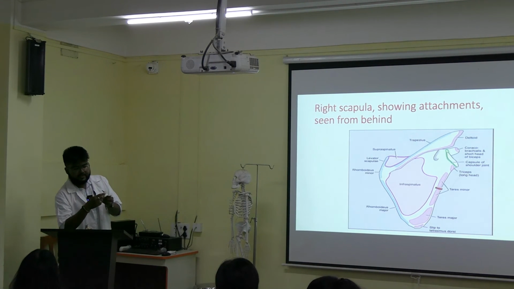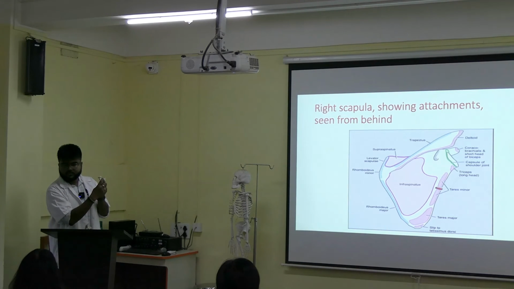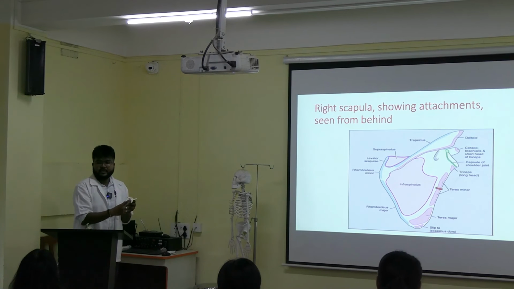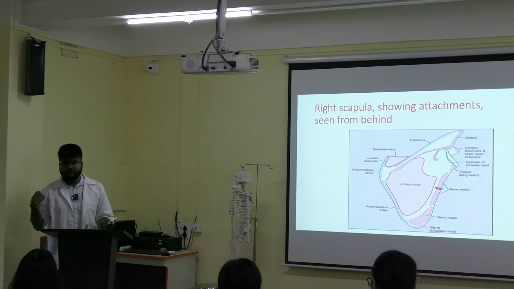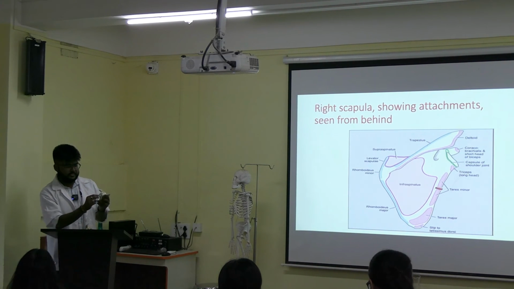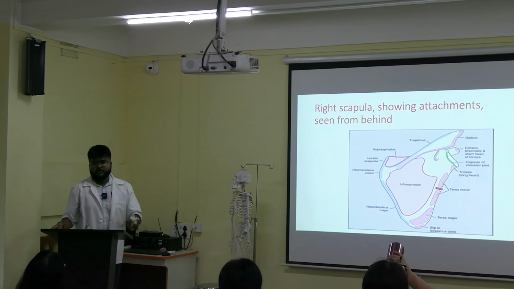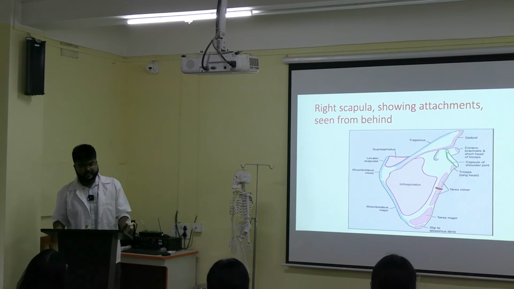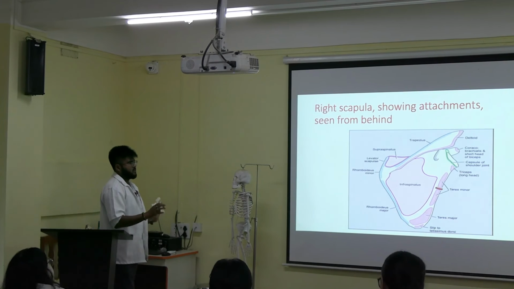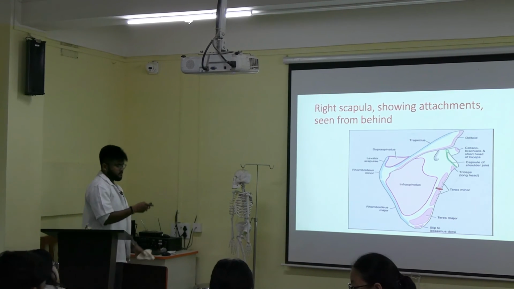In the glenoid cavity, there are two tubercles present: supraglenoid tubercle and infraglenoid tubercle. In the supraglenoid tubercle, the long head of the biceps muscle is attached. In the infraglenoid tubercle, the long head of the triceps muscle is attached. Okay, so that's all about this.